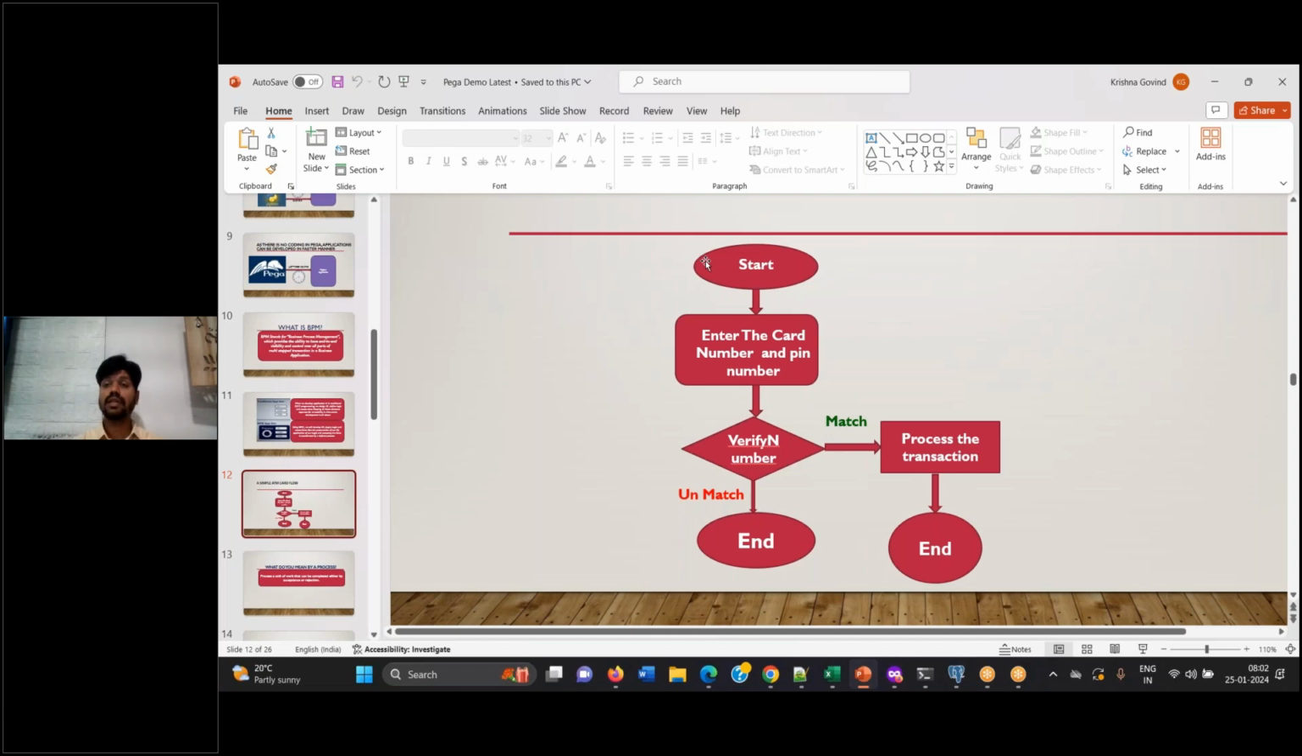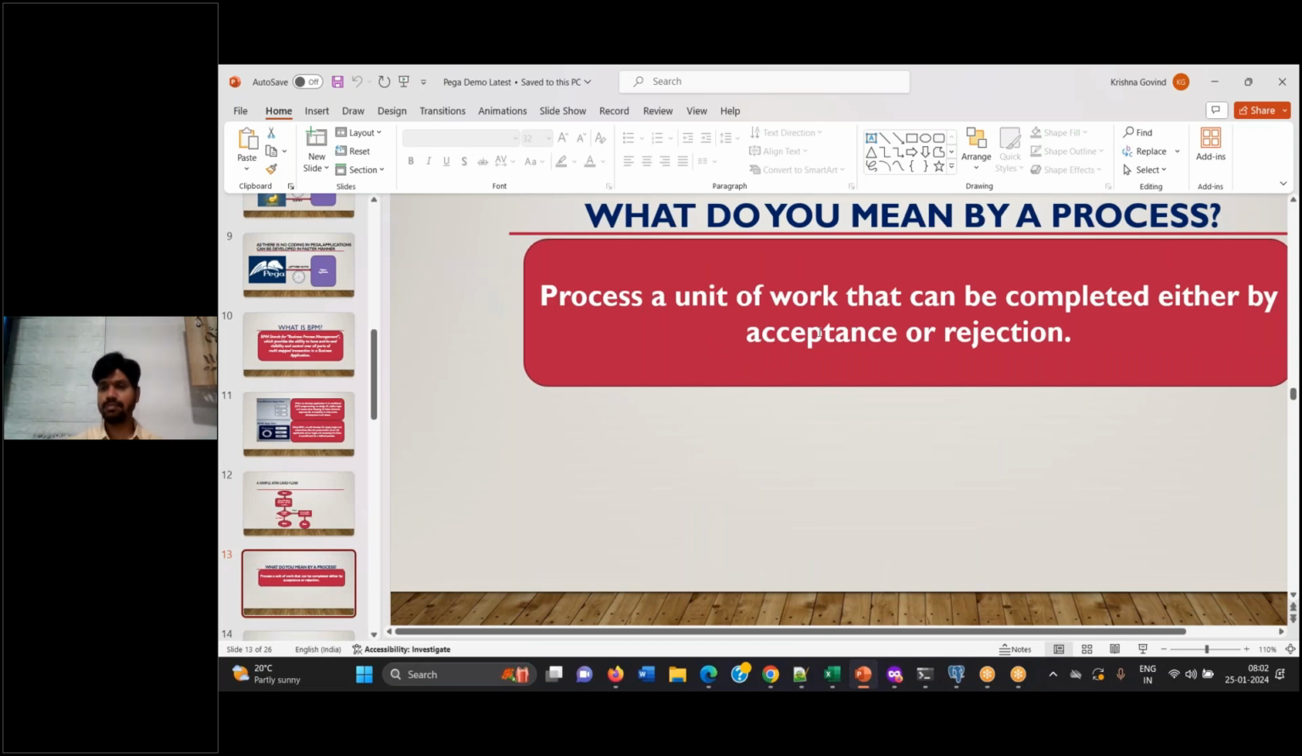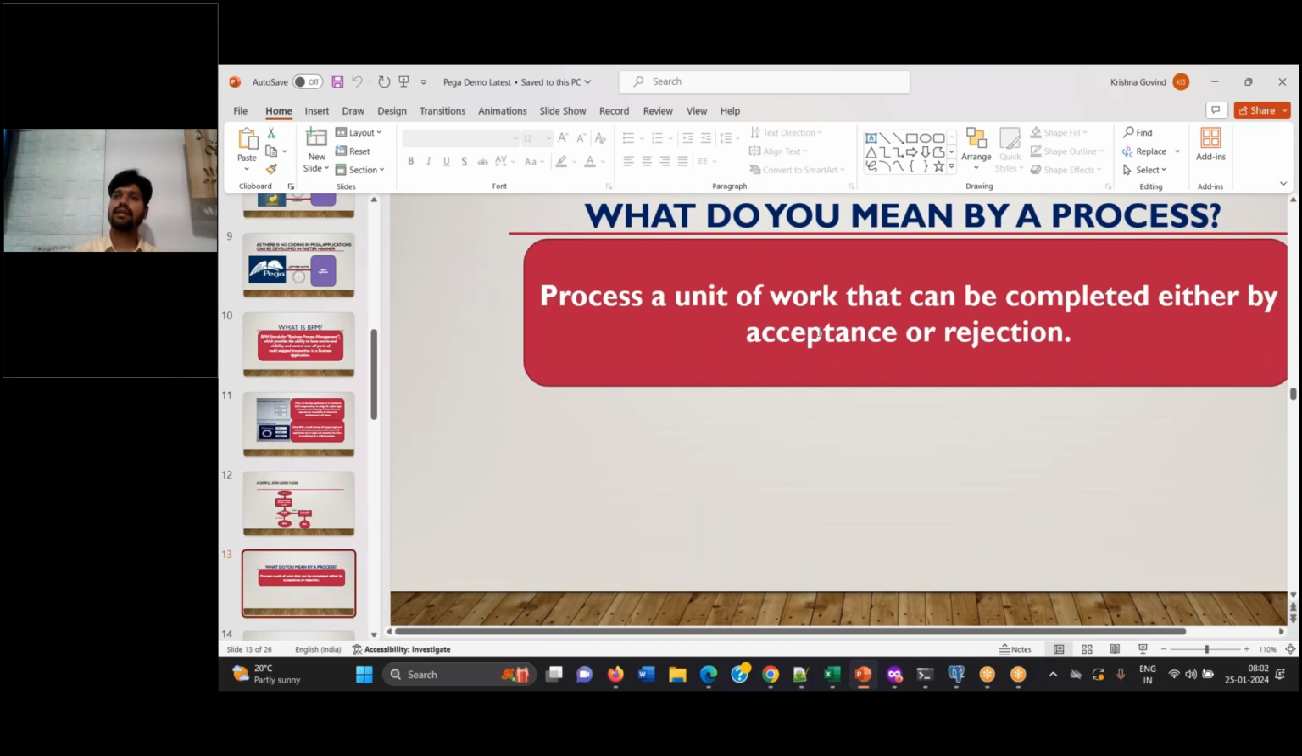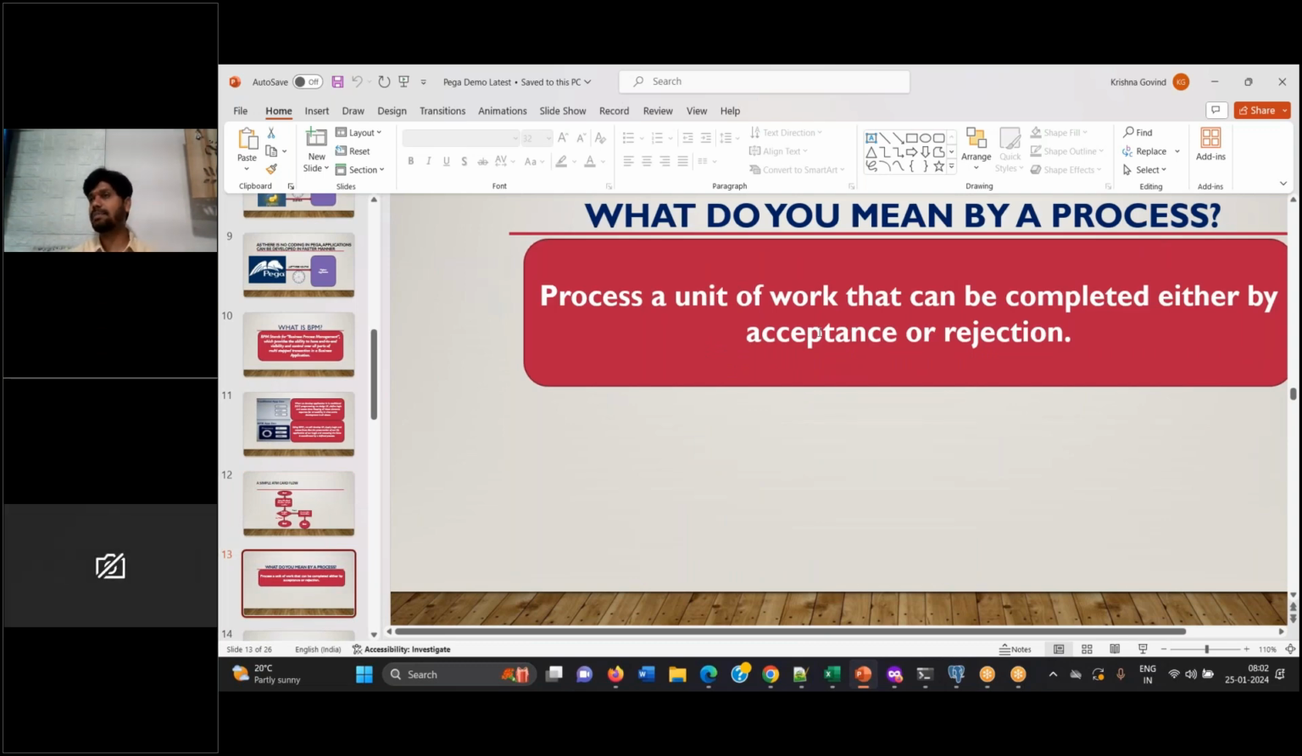Hold on. The process is defining the transaction life cycle. One transaction is equal to one work. Now here you go. A process means it is a unit of work that can be completed either by acceptance or rejection. Okay, so this is what we have discussed in the last class.